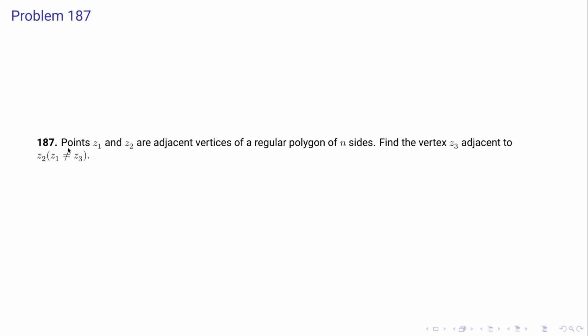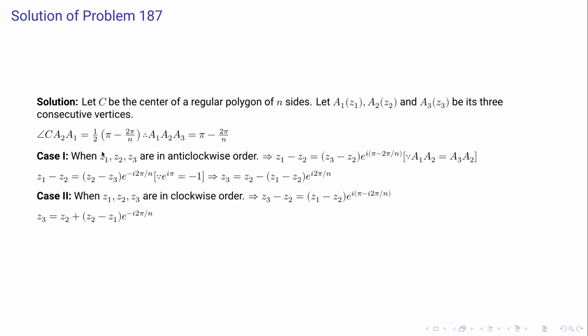Question 187 says that points Z1 and Z2 are adjacent vertices of a regular polygon of n sides. Find the vertex Z3 adjacent to Z2. Z1 is not equal to Z3.